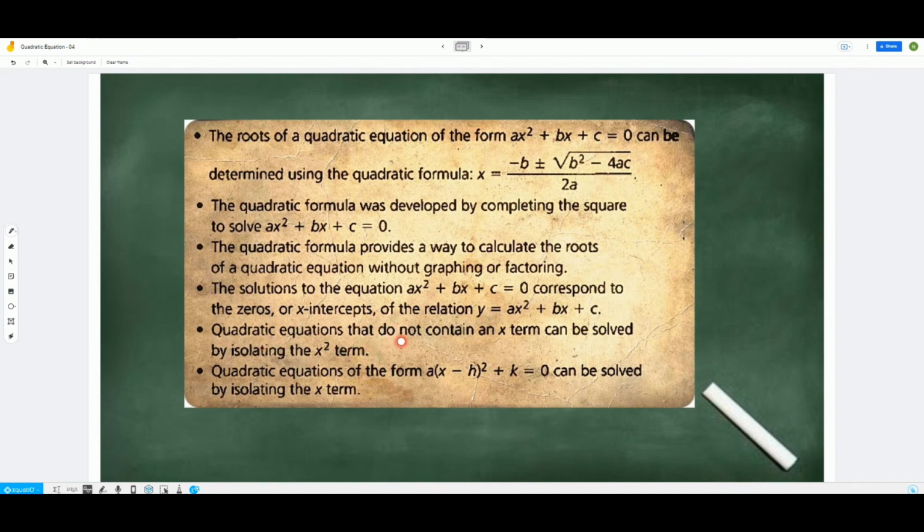Quadratic equations that don't contain an x term can be solved by isolating the x squared term. That means no bx, so we can isolate x squared and take the square root. A quadratic equation of the form a times (x minus h) squared plus k can be solved by isolating the squared term. Just subtract k from both sides and then take the square root.